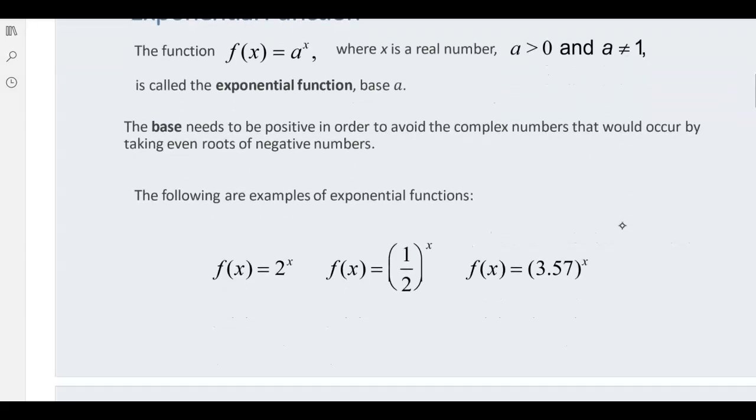Here are a couple of examples of exponential functions. In the first example, 2 is what we call the base. In the second one, 1/2 is the base, and in the third one we have 3.57. The base doesn't have to be a whole number. It can be a decimal number, and it could also be a rational number or an irrational number.